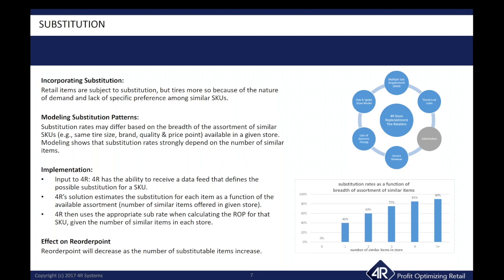Substitution rates differ based on the breadth of assortment of similar SKUs available in a given store. The more substitutable items that are available, the higher the substitution rate will be. 4R has the ability to accept a feed that defines the possible substitutions for a SKU. The algorithm will then estimate the substitution rate for each item as a function of the available assortment. This substitution rate is then used when calculating the reorder points. The more substitutable items that are available in a given store, the lower the reorder point will be.